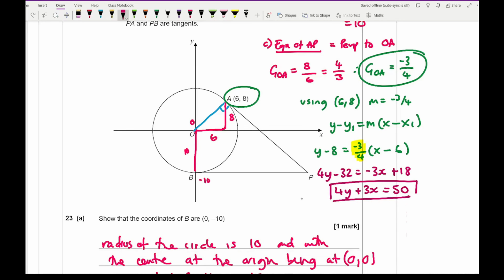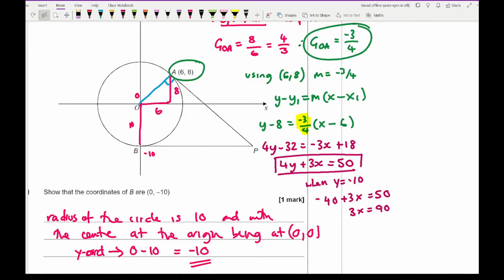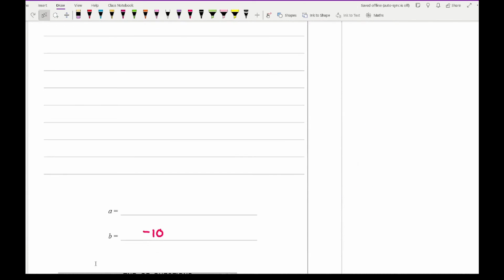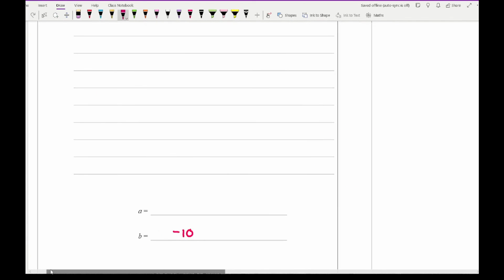Now I know that when y equals minus 10, I'm going to get minus 40 plus 3x equals 50. So then 3x equals 90, and that gives us an x-ordinate of 30. So then going back to finish off our answer, we just need to write that A is 30. And there we go.